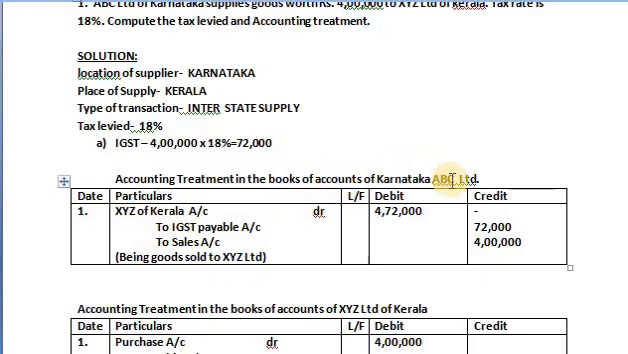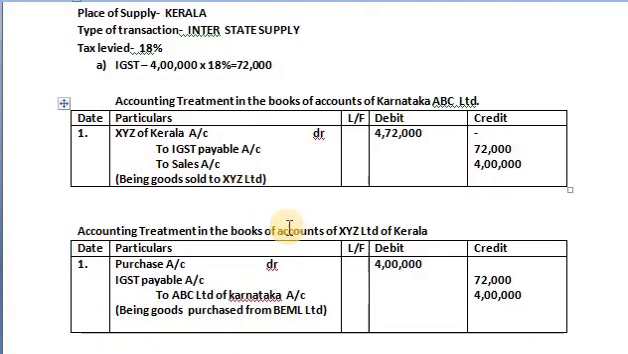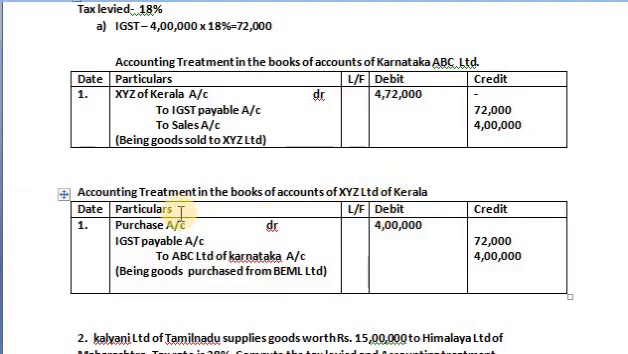So XYZ, in the books of Karnataka ABC Limited, to whom who is receiving XYZ? How much? 4 lakhs 72,000. Out of that 72,000 is IGST. Sales is 4 lakhs, being goods sold to XYZ Limited. In the books of XYZ Limited, purchase, how much have they done? 4 lakhs. IGST payable is 72,000, and they have given a total of 4 lakhs 72,000 to ABC Limited. So here you have to be very clear.